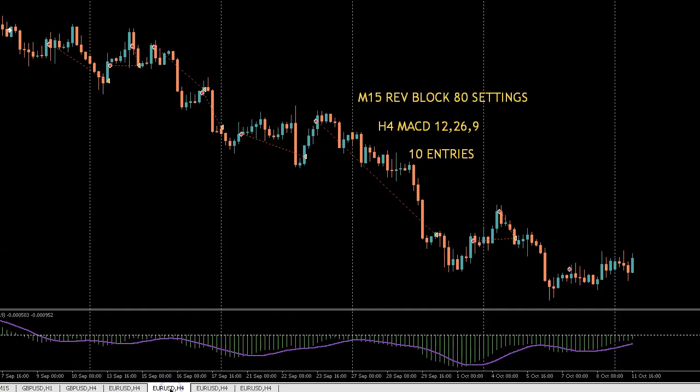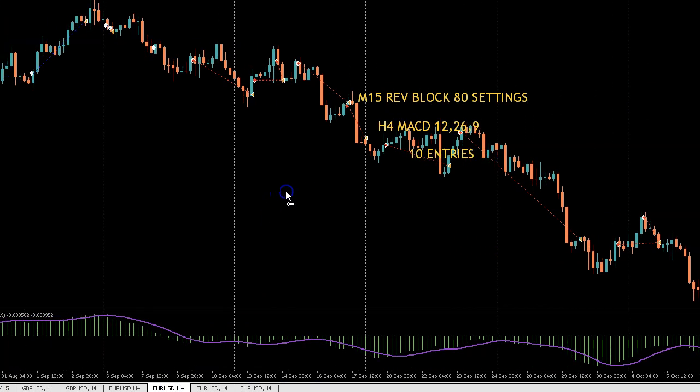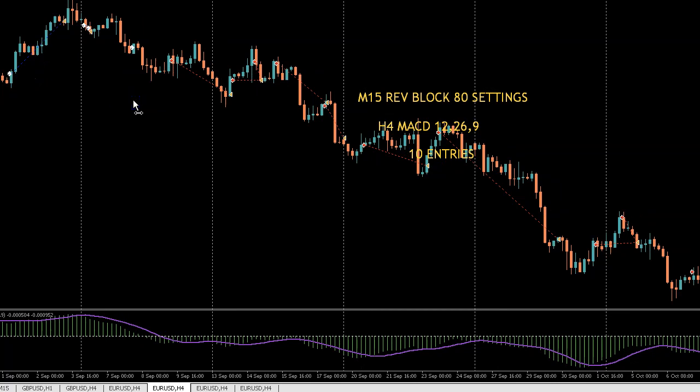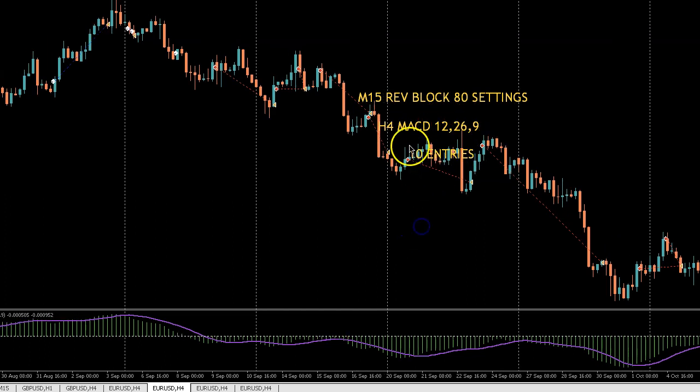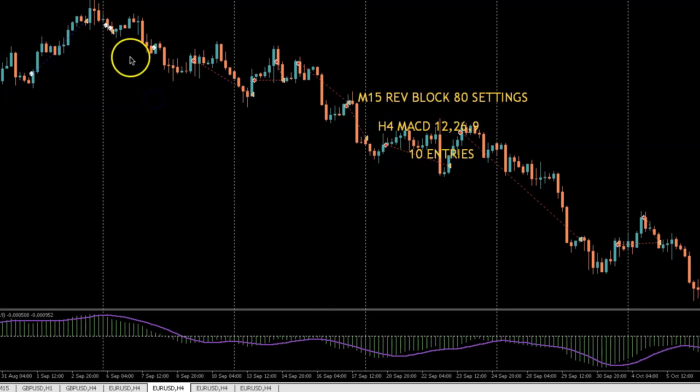So over here we have one example using the EA. I counted 10 entries from here. I didn't count this one right over here. So I counted 10 entries, as long as the MACD was above or below the 0 line. We used the M15 reversal block with the 80 settings. We used the standard MACD on H4 and we got 10 entries here. Again, I didn't count this one. So over here we got buy entries already, right?